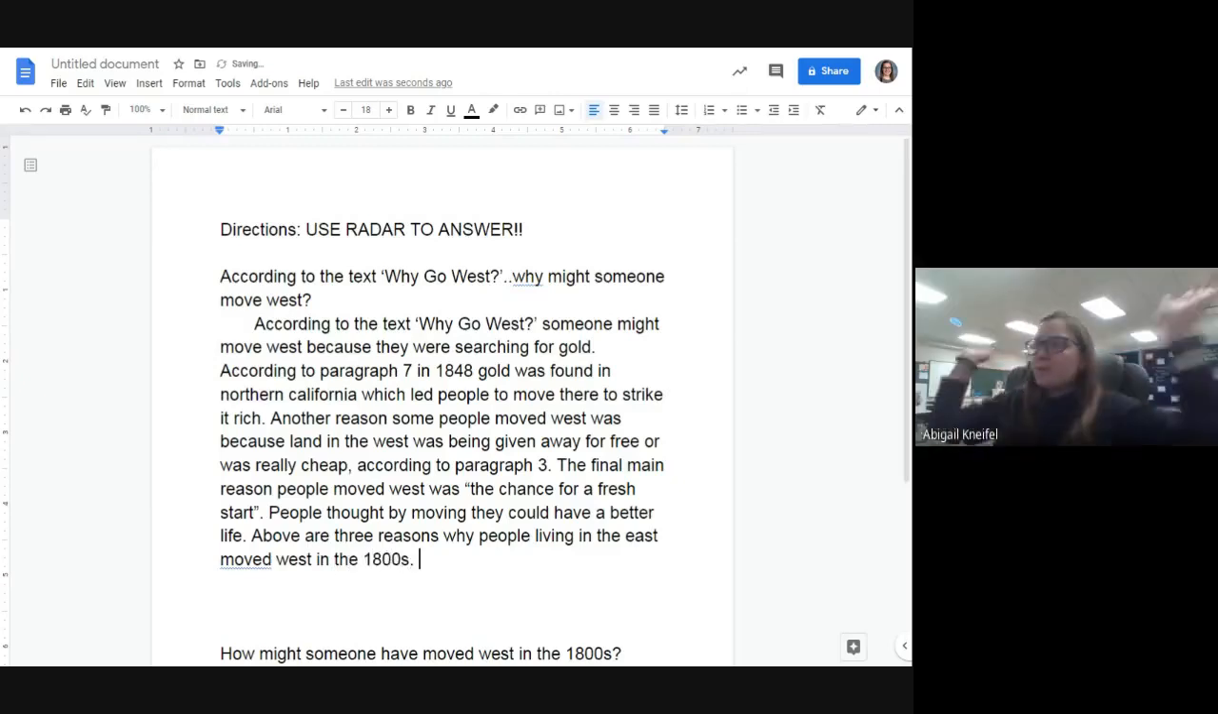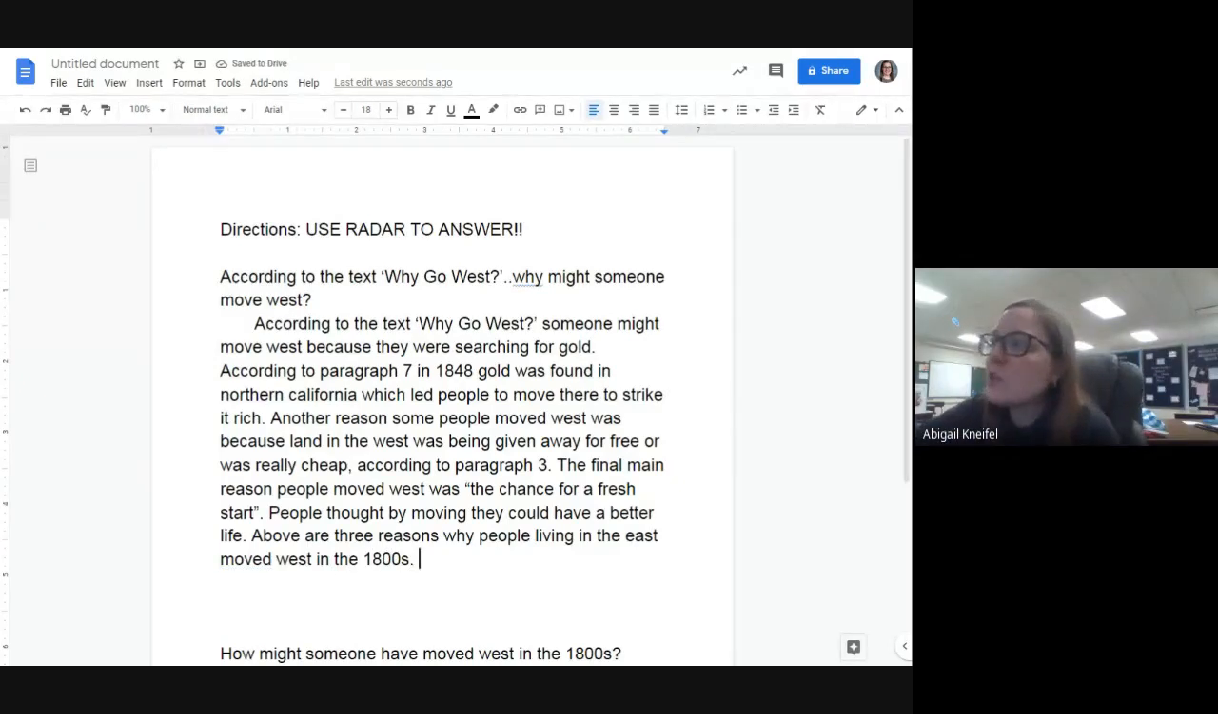Woo! Perfect. Above, so I'm telling you where the reasons are. Above, meaning everything we already typed. Above are 3 reasons why people living in the East moved. Remember, that's past tense because this already happened. These aren't reasons people are moving today. So we're making that past tense. Living in the East, moved west, and then I added in the 1800s. I'm telling you when this happened because we didn't necessarily say that yet.